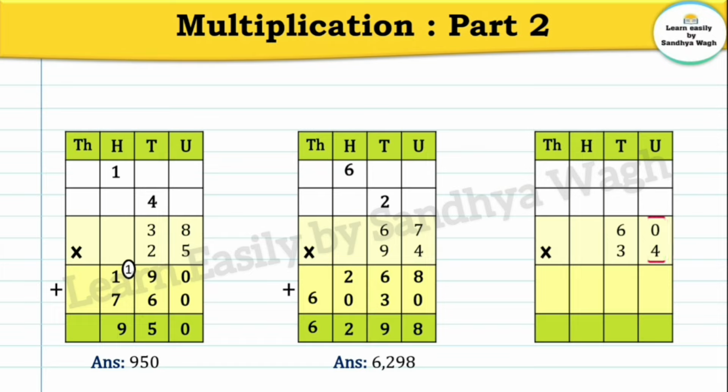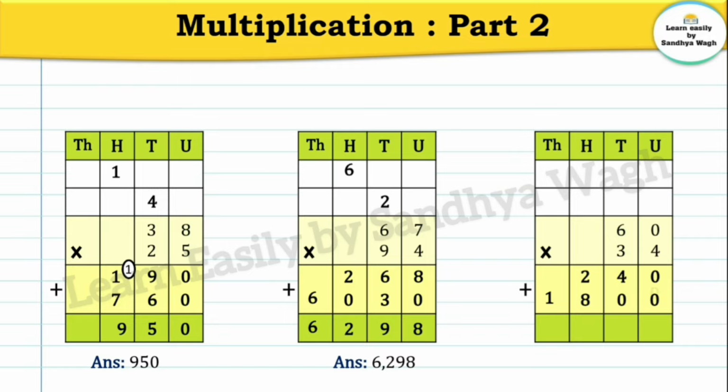60 multiplied by 34. 4 zeros are 0. 6 fours are 24. Now let's write 0 in the units place. Now 3 zeros are 0. 3 sixes are 18. Now let's add 240 and 1800.